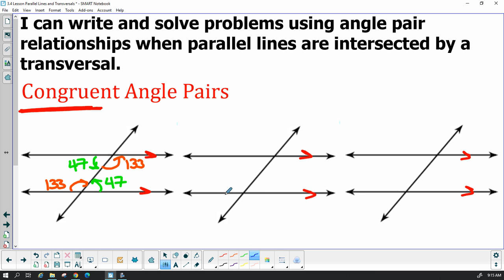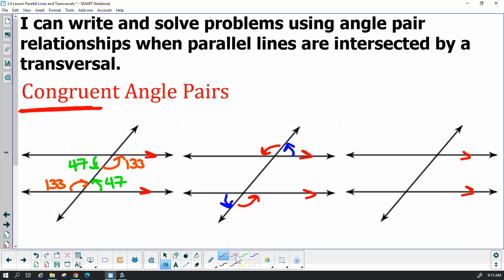The same thing is true about alternate exterior angles. That angle there and that angle there, they are congruent. This pair of alternate exterior angles are congruent. They should look like they're the same measure, and that's because they are. There's no way for us to draw parallel lines intersected by a transversal and these angles to not be exactly the same.